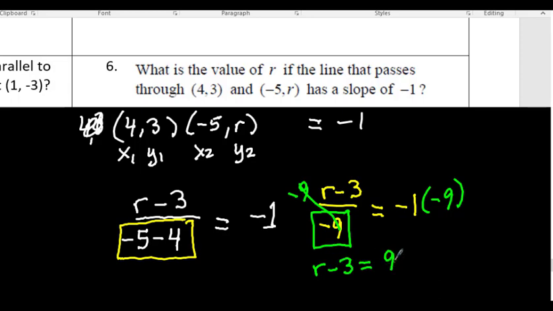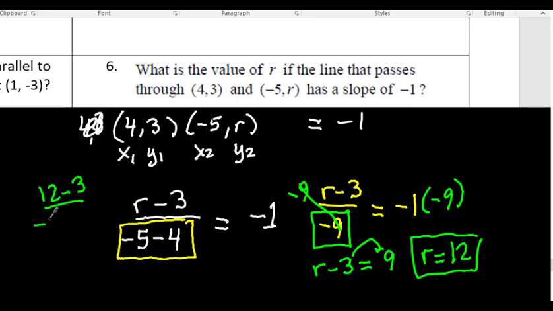And now we could add 3 to both sides, and r is equal to 12 when we do add 3 or move the 3 over. Once again, add 3. 9 plus 3 is 12. And let's just double check that to make sure. So if I plug that in, what is 12 minus 3 divided by -5 minus 4? Well, 12 minus 3 is 9, and -5 minus 4 is -9, and that does equal -1. So this does check out, and we are done.